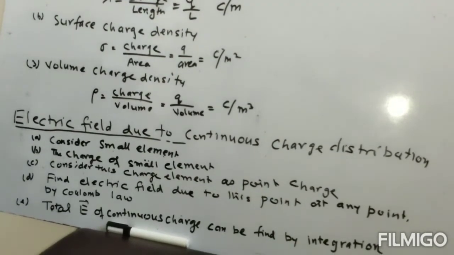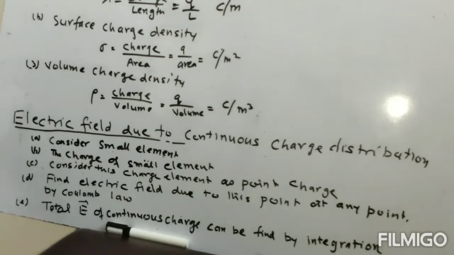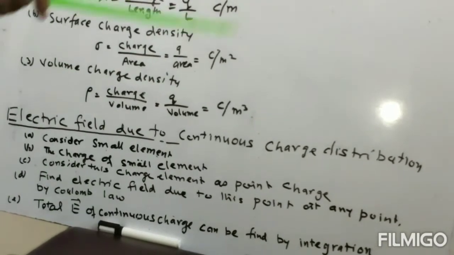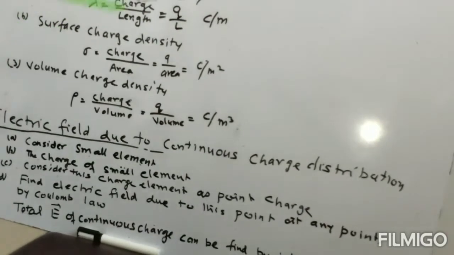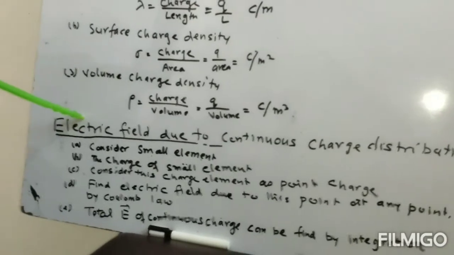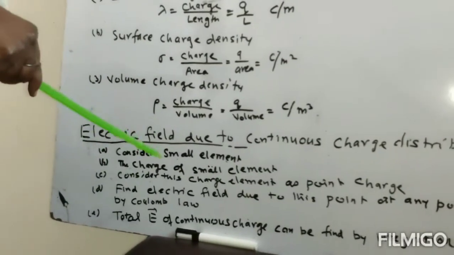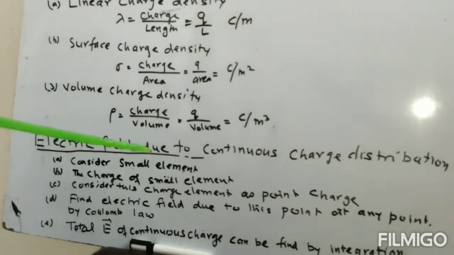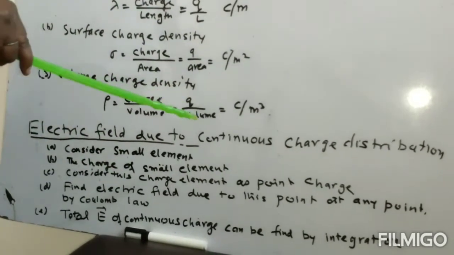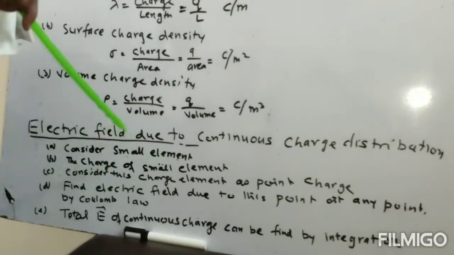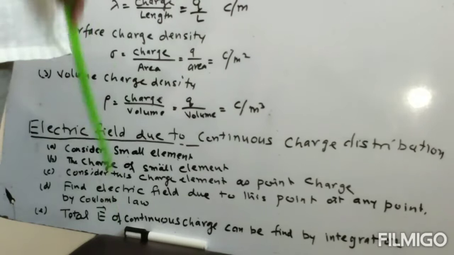Now this small element will work as a point charge, and we will find the electrical field at point P due to this small element by Coulomb's law. The total electrical field due to the entire conductor can be found by integrating. So this procedure will be adopted by us.